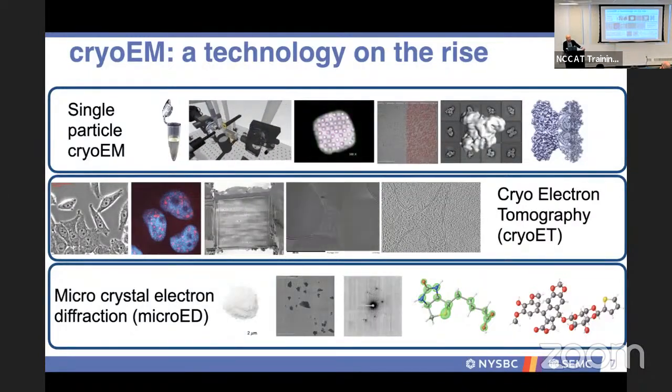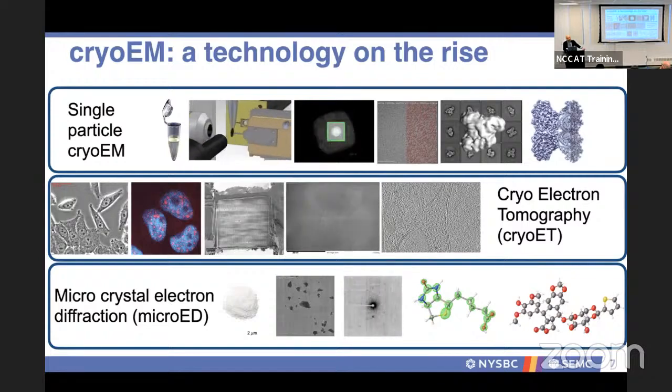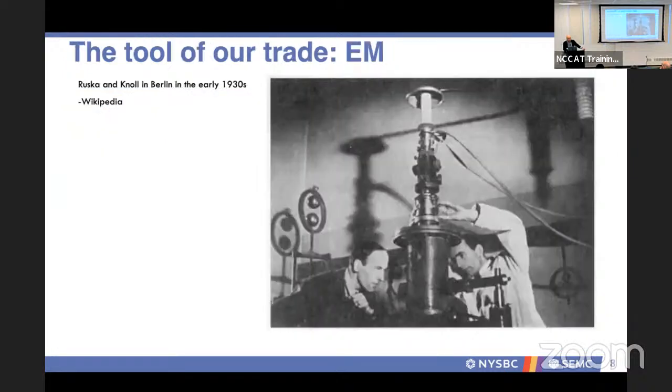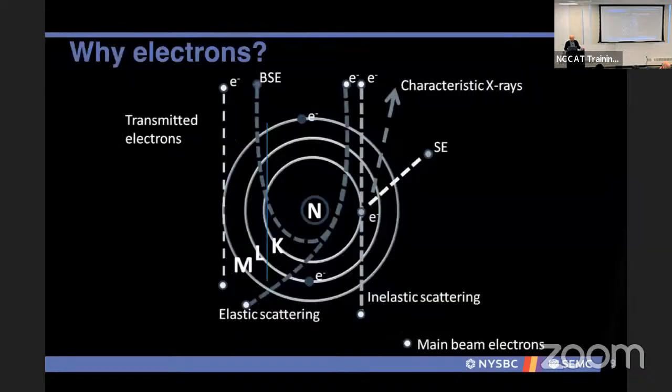So in terms of EM, we tend to have three modalities that we think about. There's single particle, there's cryo-ET, and there's micro-ED. And all these techniques can be done using the same microscope. So this is the tool of our trade, an electron microscope. You saw this yesterday. It was developed in the 1930s. And not until a few decades later were these applications applied to biological samples in a meaningful way.